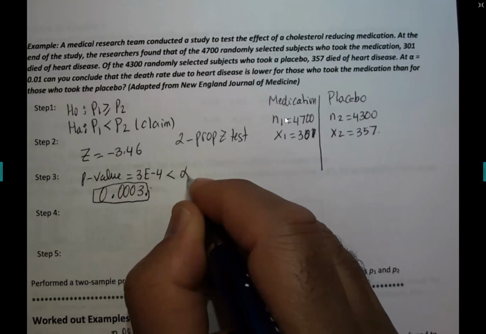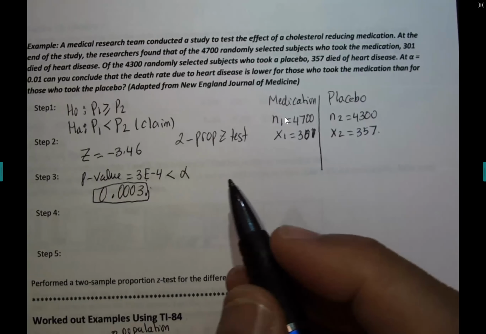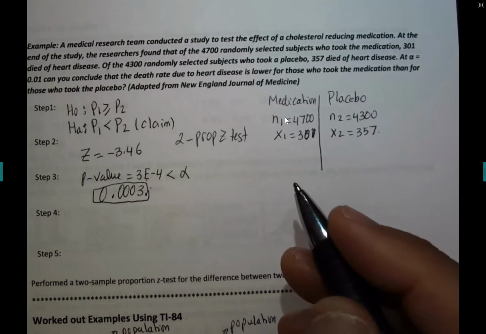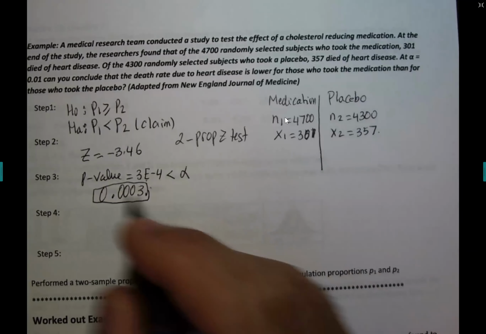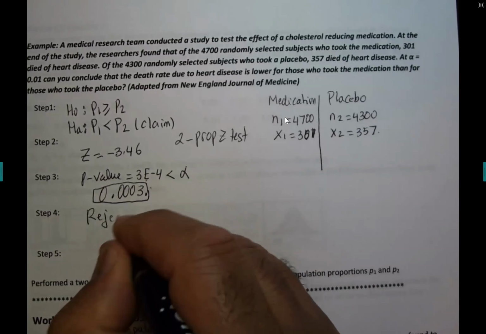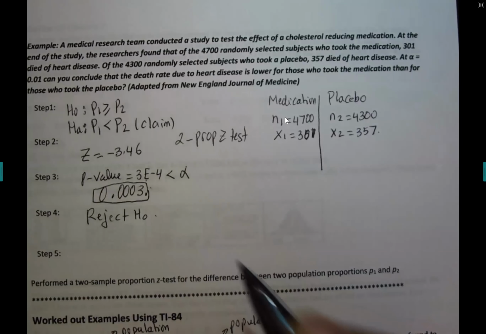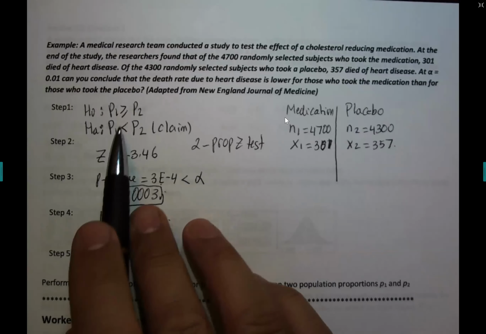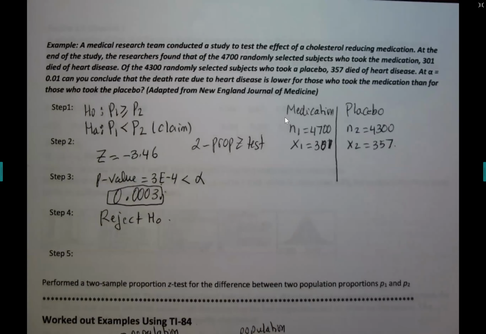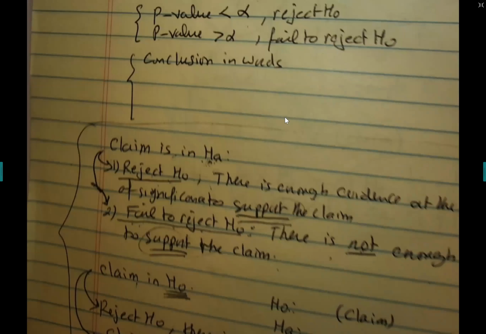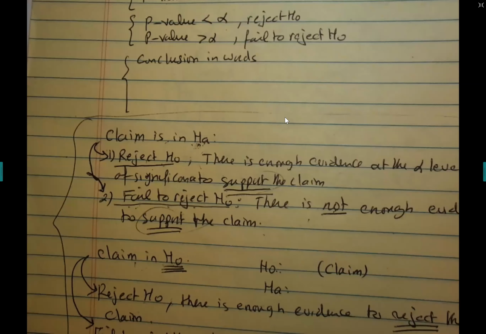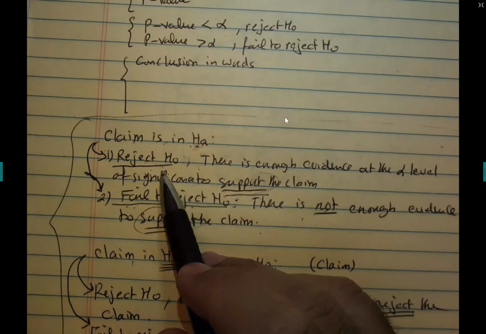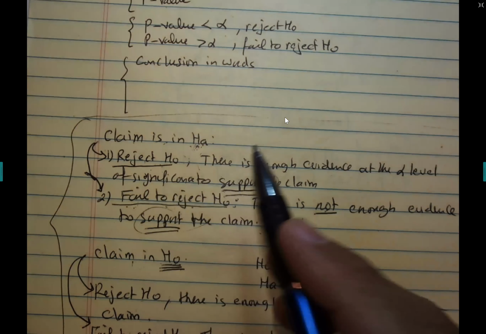Every time you see an e, you can be assured that the p-value is very small, which is less than alpha. So we reject the null hypothesis. Oh, first time here we reject H0. Okay, we reject H0, and the claim is in HA. Well, I'll show you my yellow sheet one more time. Claim is in HA, reject H0, you support the claim. There is enough evidence to support the claim.